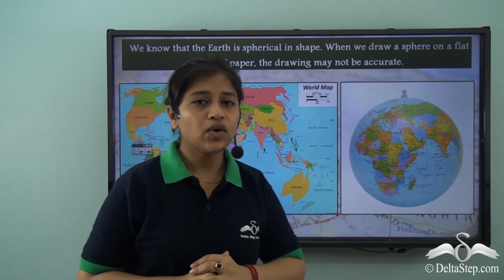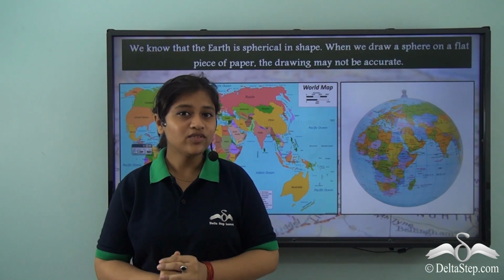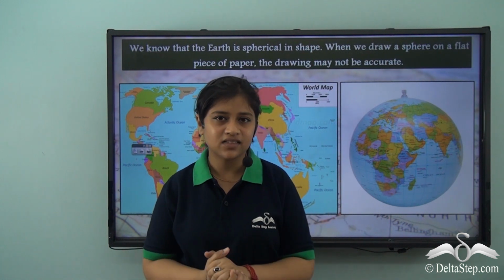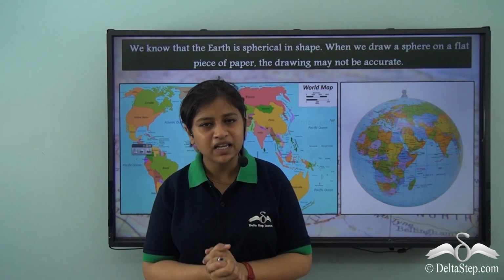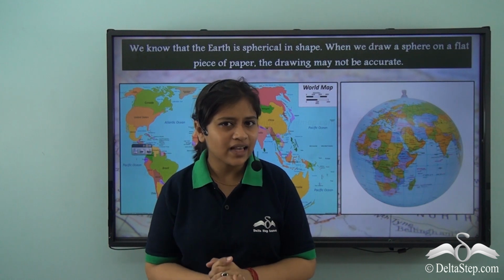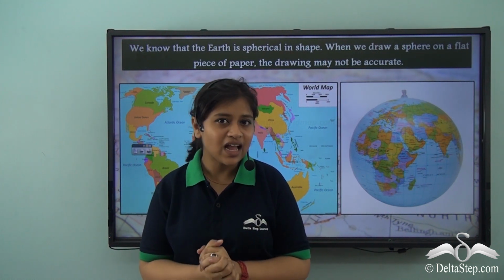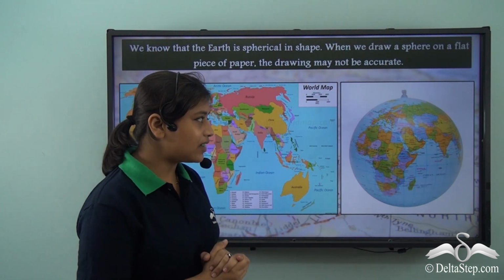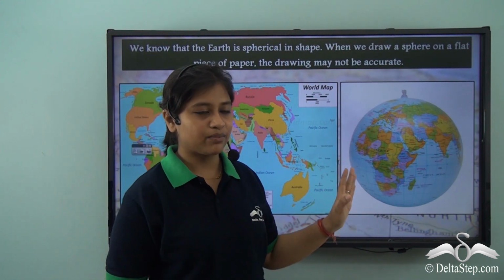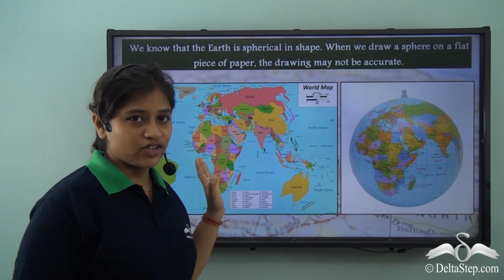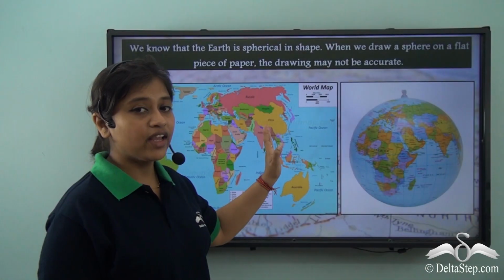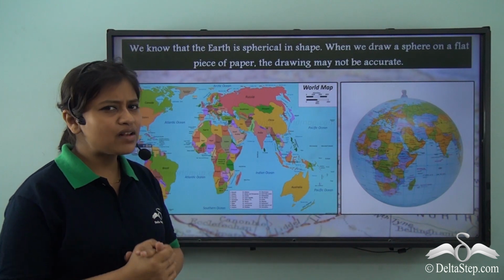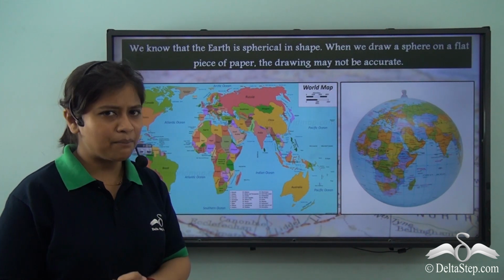Okay, so you tell me that when you draw a cat or a dog or say a building on a flat surface or a flat piece of paper, is it of the same size or of the same shape as in reality? No. Similarly, we know that the earth is spherical in shape. So the moment we draw it on a flat surface, the drawing will not be very accurate. So this is a small disadvantage of the map.